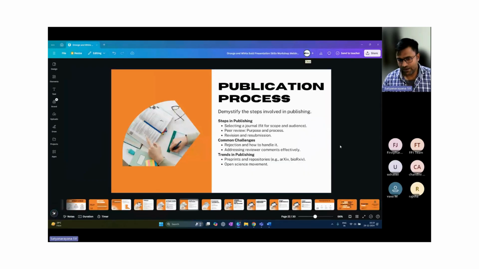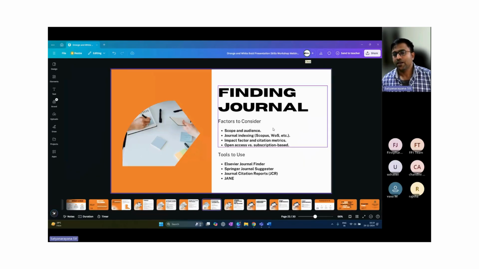Next, after selecting the journal, in finding the journals, usually you need to observe the scope of the journal. Whenever you open the journal, there will be aims and scope. Just click that, and whether your title is going to fit or not will appear there. Later, observe the journal indexing, whether it is Scopus indexed or SCI indexed or not. Then observe whether the impact factor is there or not.